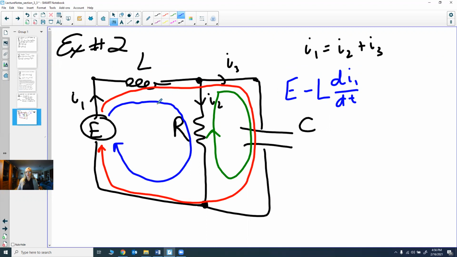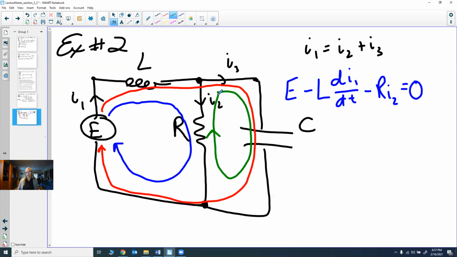We then decide we're going to go through this blue one. So we're going to come down through I2. We're going to come through this resistor. Anytime we go through a resistor, we also lose voltage. So it's minus R1 times I2 because we're now traveling I2's route. Then we come back to where we started. So we get 0.